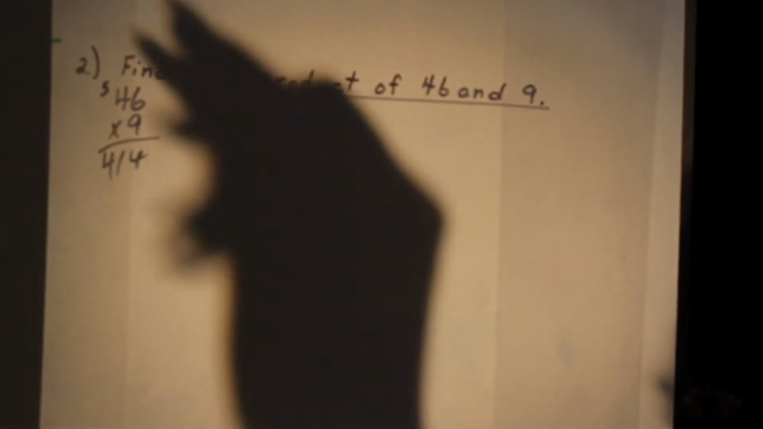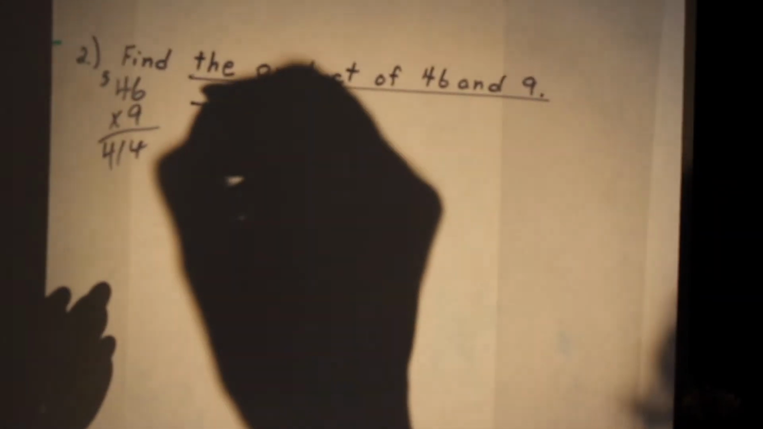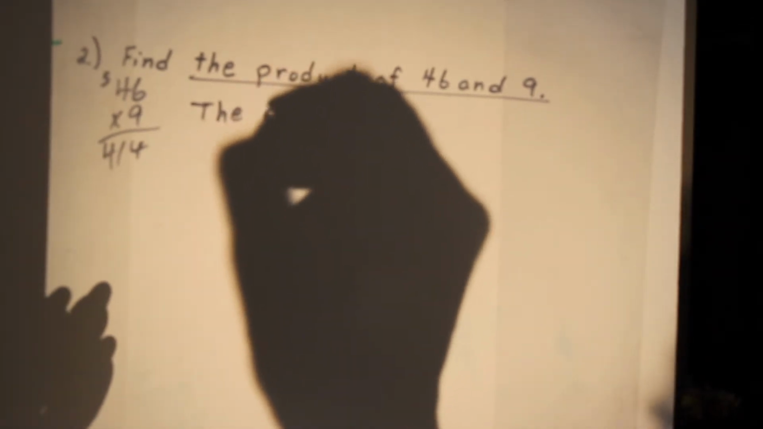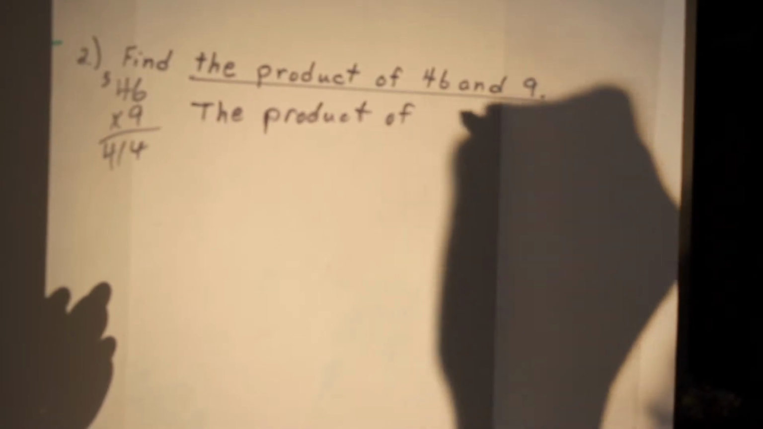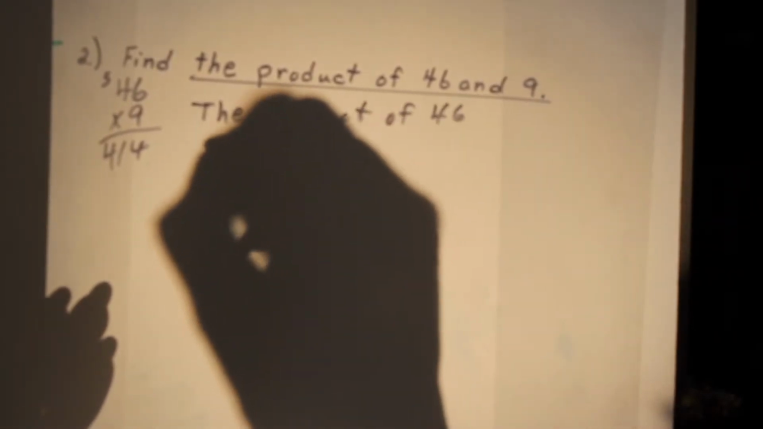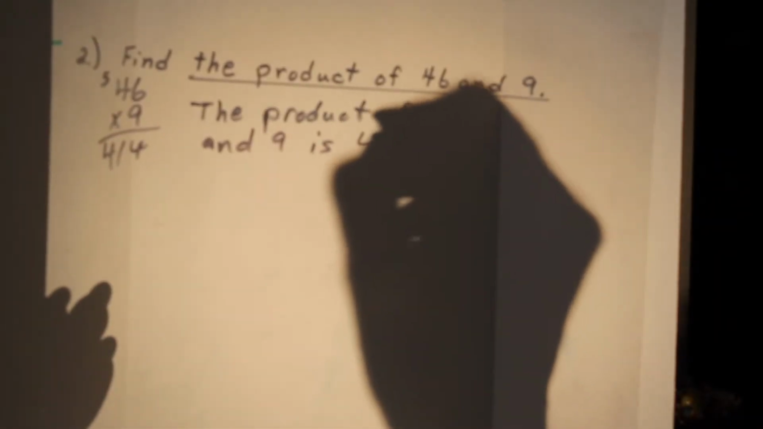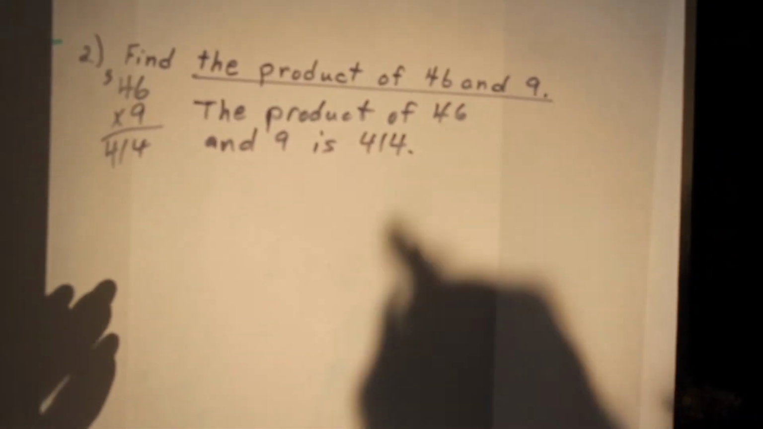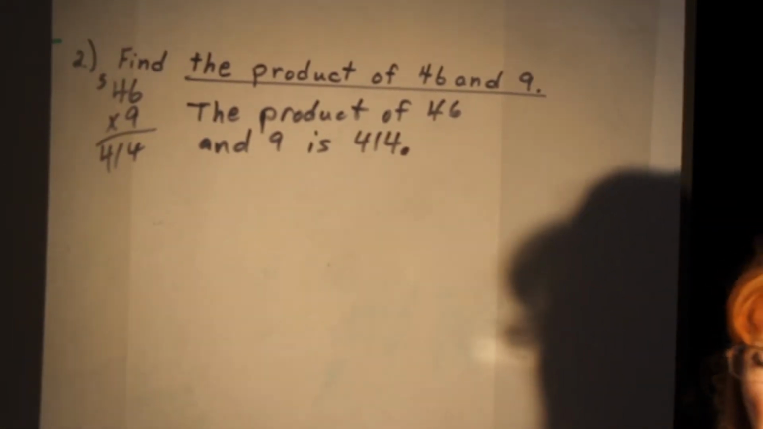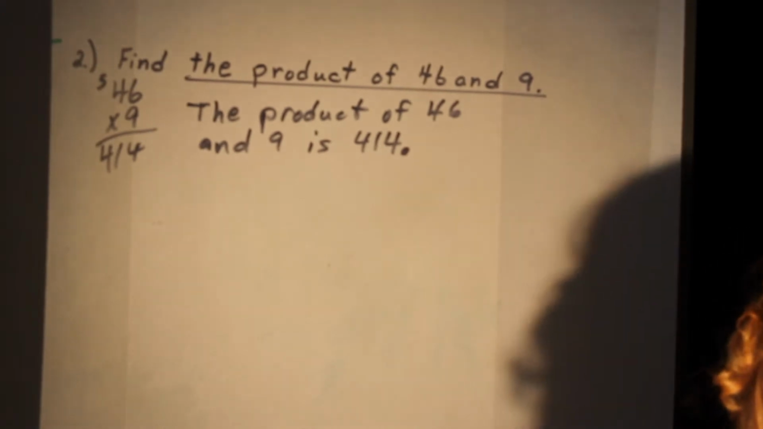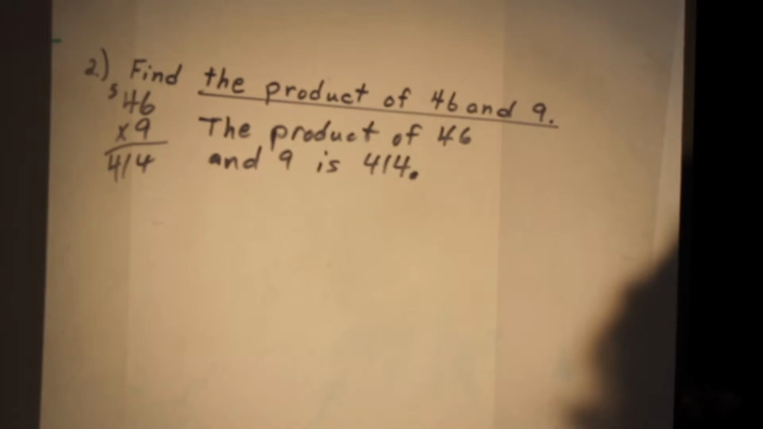The product, capital letter, the product of 46 and 9 is, and our answer is 414. And with a period, dot. I've made it extra large on the paper on the overhead. So that's 2 examples. We're going to take a look at a couple more.